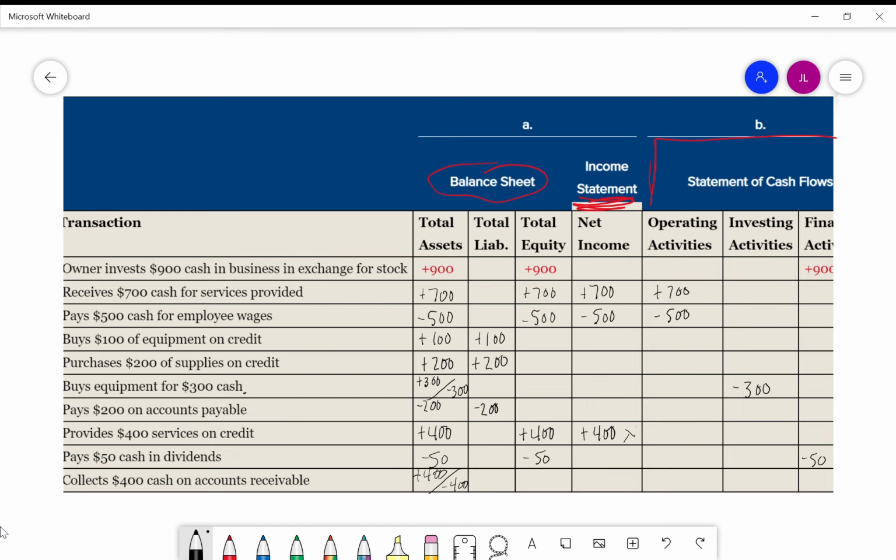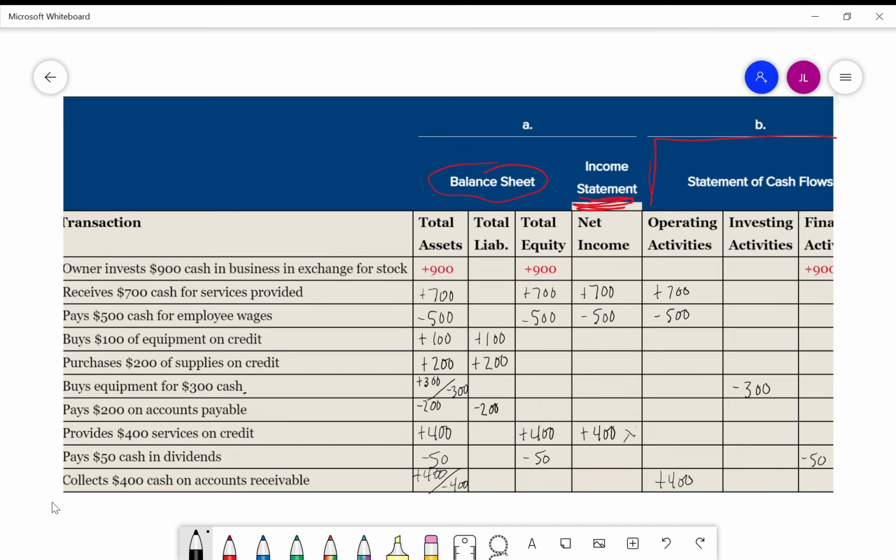So when we collect this $400 cash on accounts receivable, basically what we're seeing is we got $400 cash. We increase an asset, which will be our cash, decrease an asset, which is accounts receivable, but we also got cash, so it has to go on a cash flow. And this is because of what we do. Accounts receivable would be when we sold somebody something or provided something. So we will have plus 400 to operating activities.